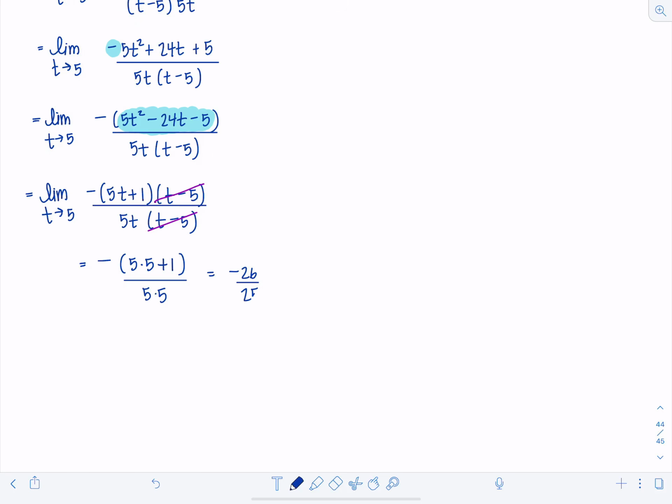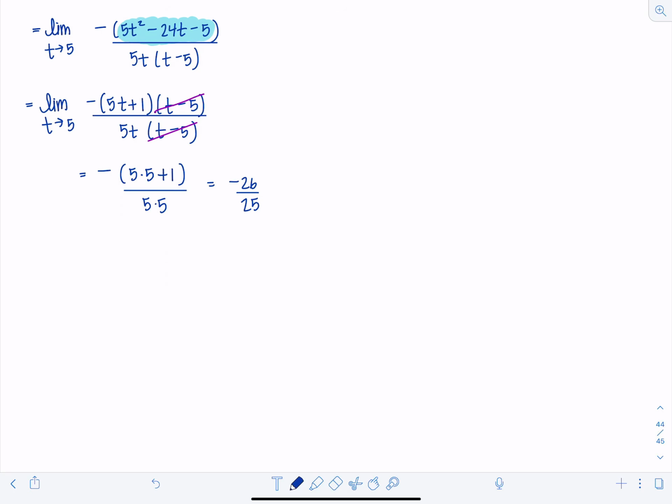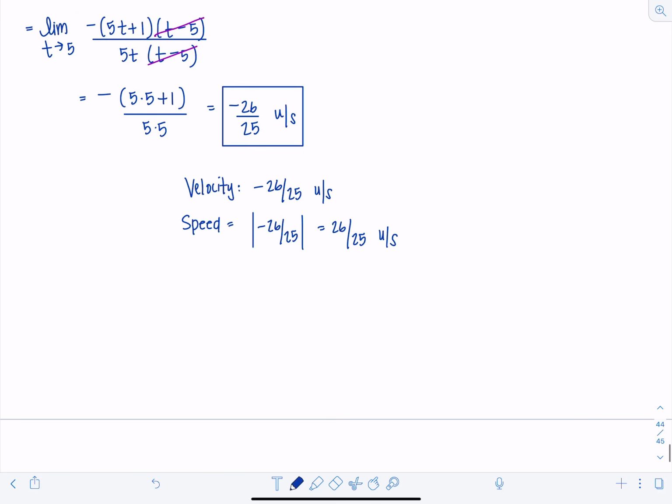over 25. And it's at 5 seconds. I don't know what sort of unit the distance is being measured in. So I'll just say units per second. That's the velocity. So the velocity is negative 26 over 25 units per second. And then the speed, remember, they asked for that, is the absolute value of the velocity. So that would just be positive 26 over 25 units per second as well. And that's our final answer.